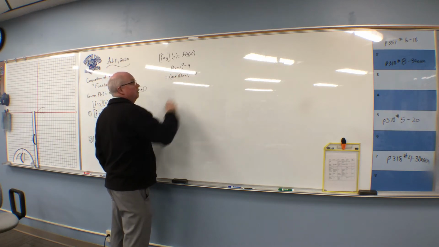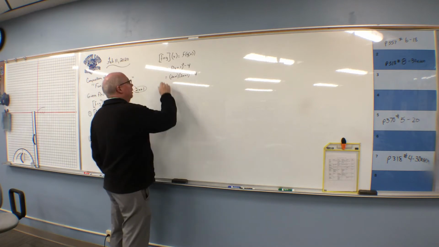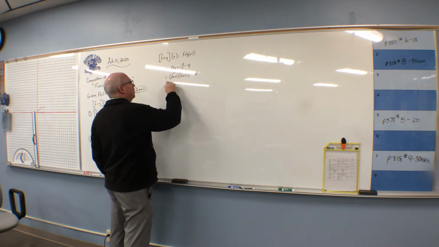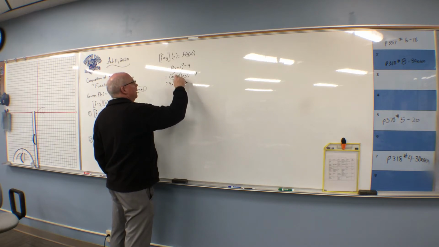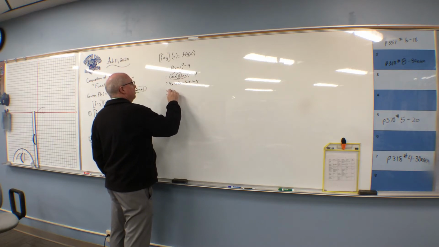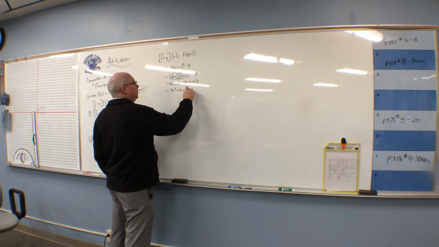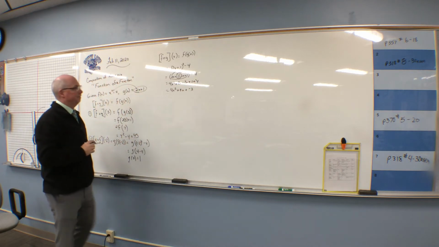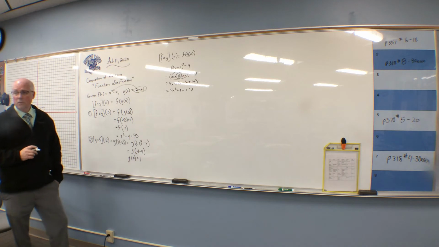Remember when I said it wasn't very fun? Okay, so this is 4x squared plus. Outer is 2x, inner is 2x, plus 1 times 2, plus 1, minus 4. So I get 4x squared plus 4x plus a negative 3. And that's your answer.